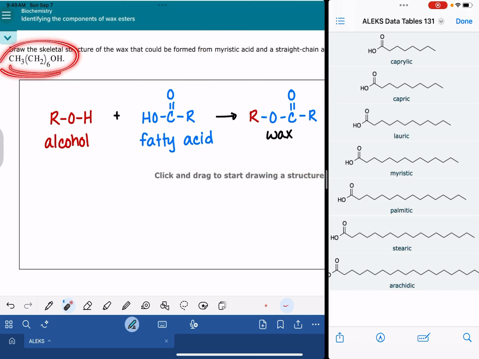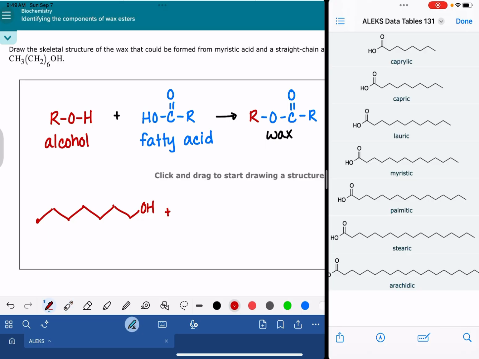Now, starting with the alcohol, I can see from this formula that this is a 7-carbon alcohol. I have 1 carbon plus 6 carbons. I'm going to sketch that in line notation: 1, 2, 3, 4, 5, 6, 7, and don't forget the OH. Double check and make sure that you have all 7 of those carbons. Next, I am going to draw the structure of the fatty acid.